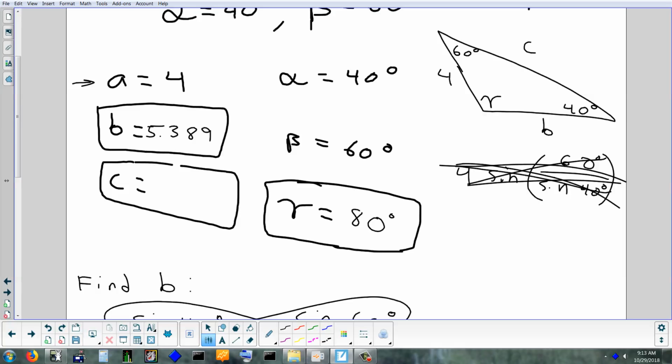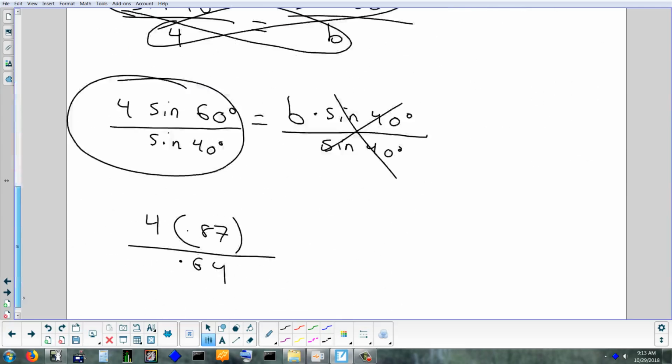Now, one thing I can tell you is that gamma is the biggest angle, so C should be the biggest side. It's got to be bigger than 5.389. But it can't be too big. When you add up A and B, those have to be bigger than the third side. So it's got to be bigger than 5.389, but it can't be bigger than 9.389. C can't be 50, that's way too big. So I'm looking for an answer between 5.3 and 9.3. Exactly what, I don't know. That's what I'm going to find right now. So let's find C.